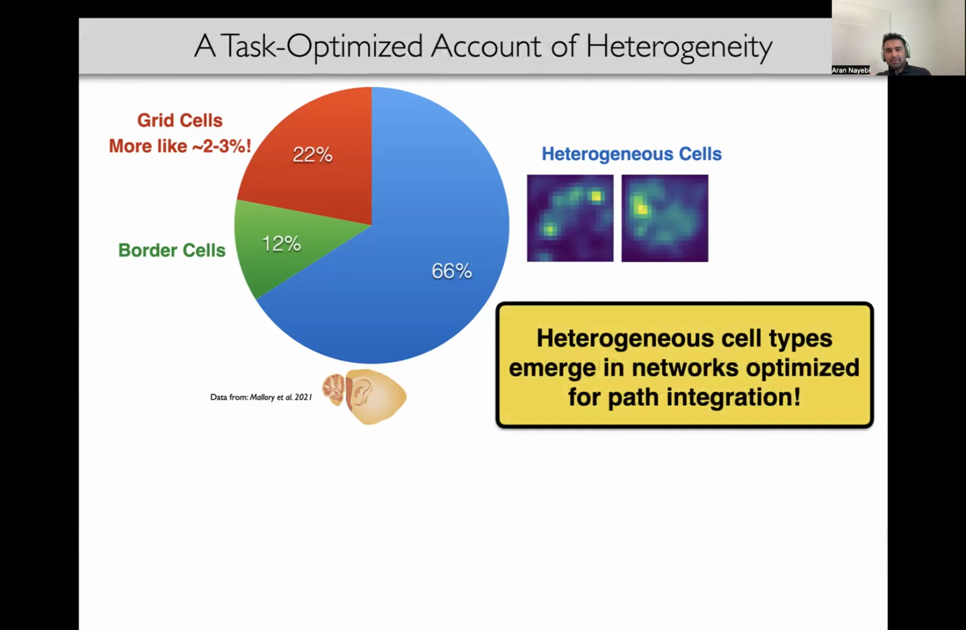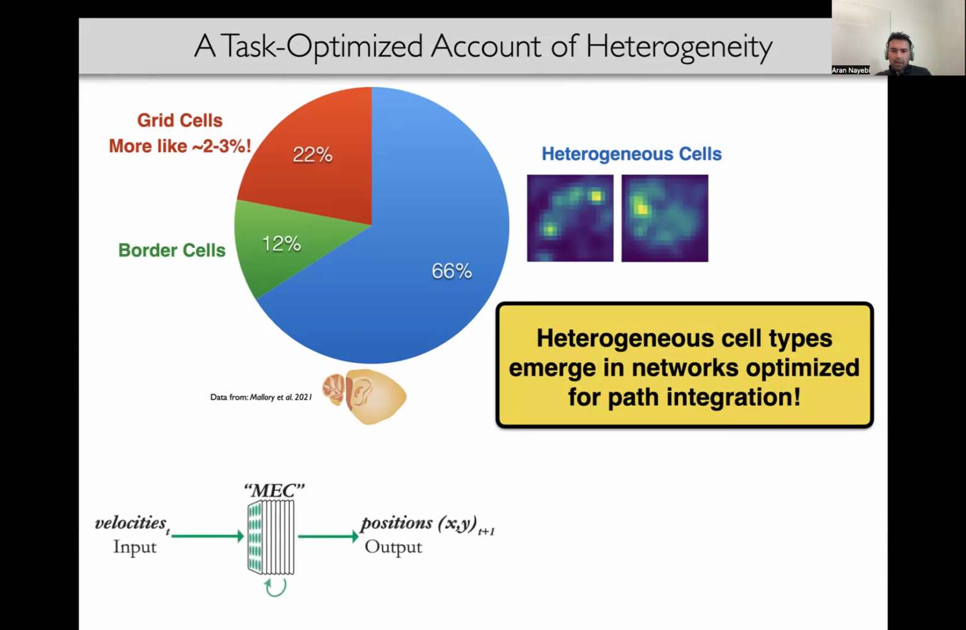And to make a long story short, what we found is that these heterogeneous cell types emerge in unison with the grid cells and the border cells in networks that are optimized for path integration. But if we take path integration literally and just try to integrate velocity over time to get to the next position in Cartesian space, these networks are too biased towards the heterogeneous cells, and they don't actually develop grid cells.